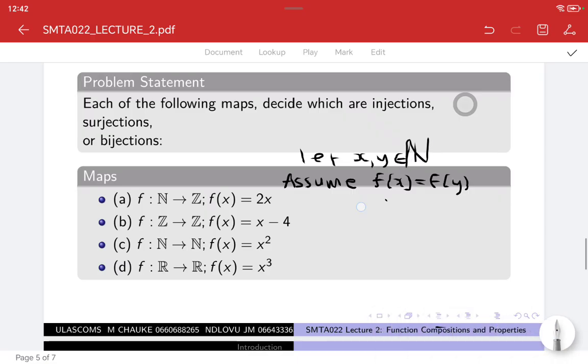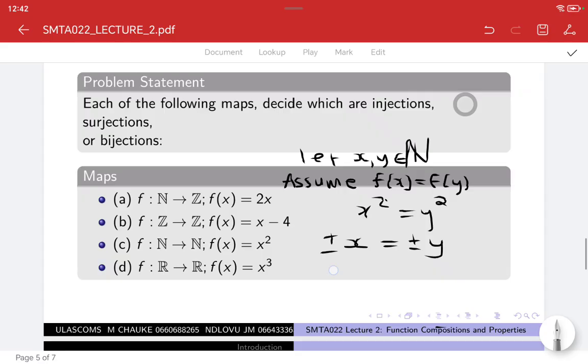Then this will be X squared plus Y squared. Now check this. For this to be injective, the x and y should be unique. When I square root both sides, I'm going to get plus or minus x plus or minus y. The moment you have plus or minus there, this is no longer injective.